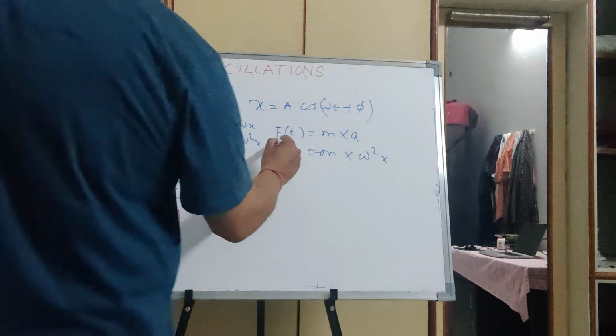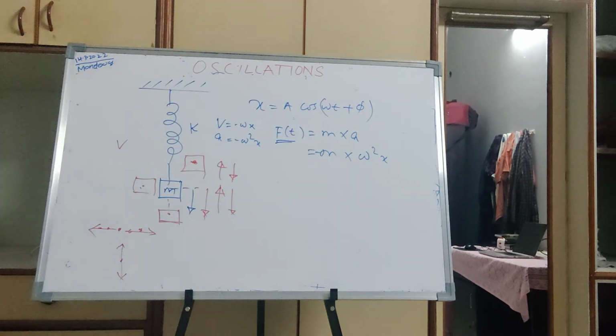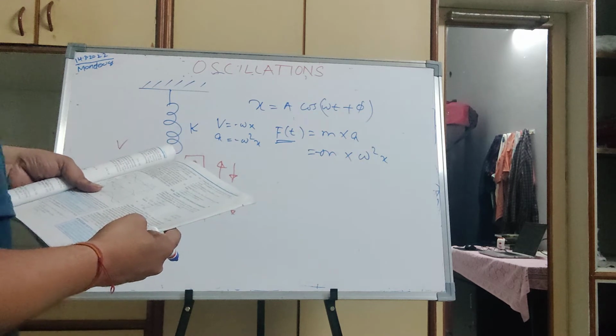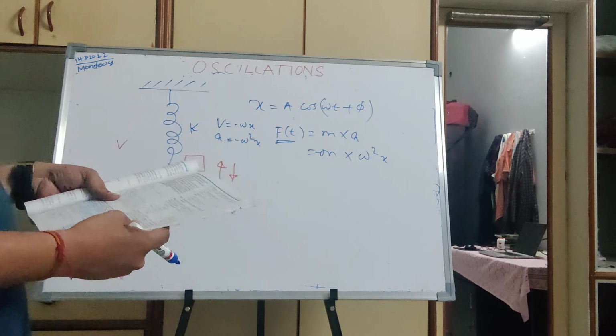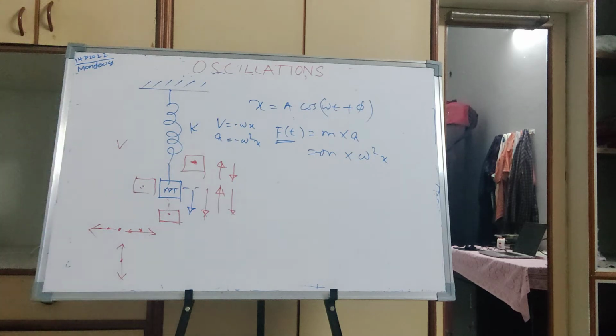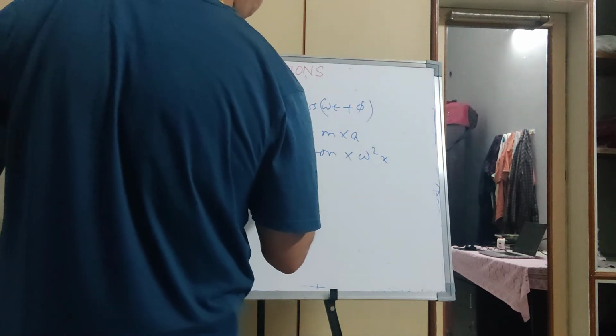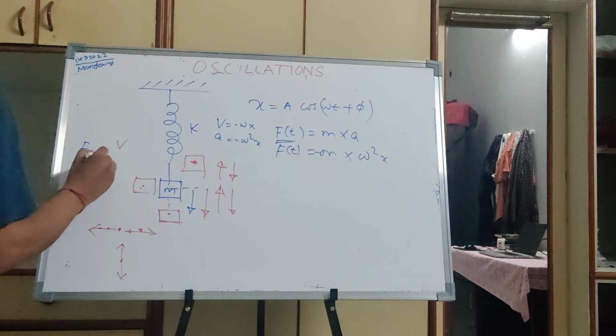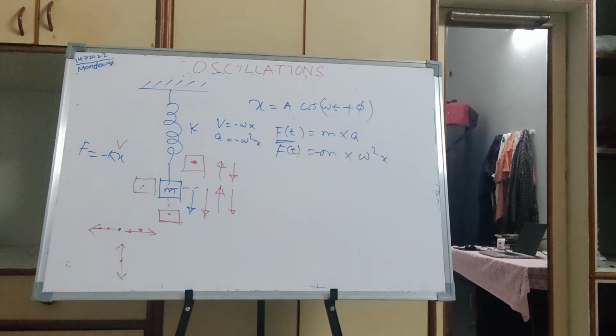So this force is nothing but your restoring force. In a spring, when you try to displace it, there will be a restoring force. Restoring force means it will try to restore it to the original position. That is called restoring force. Okay, so m omega square x. So this is one equation for force. Another equation for force, as per spring law, is F is equal to minus kx.